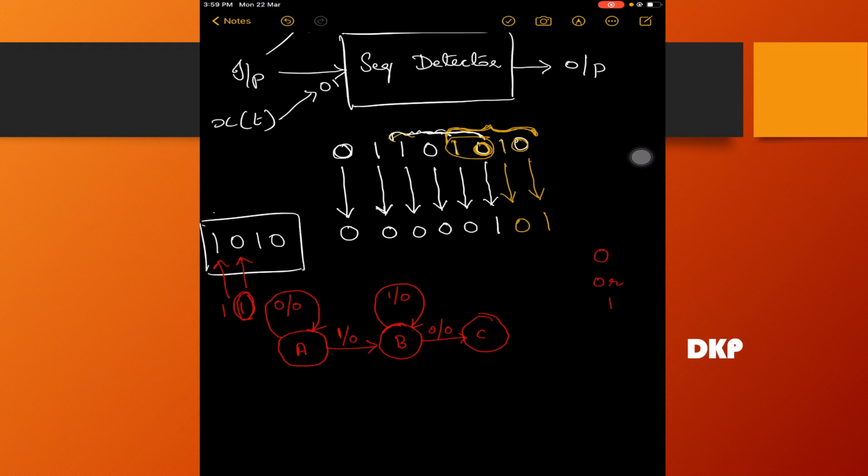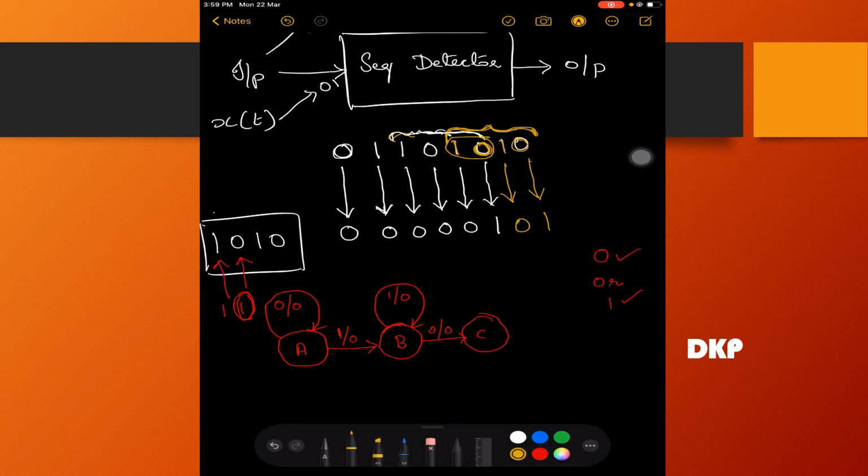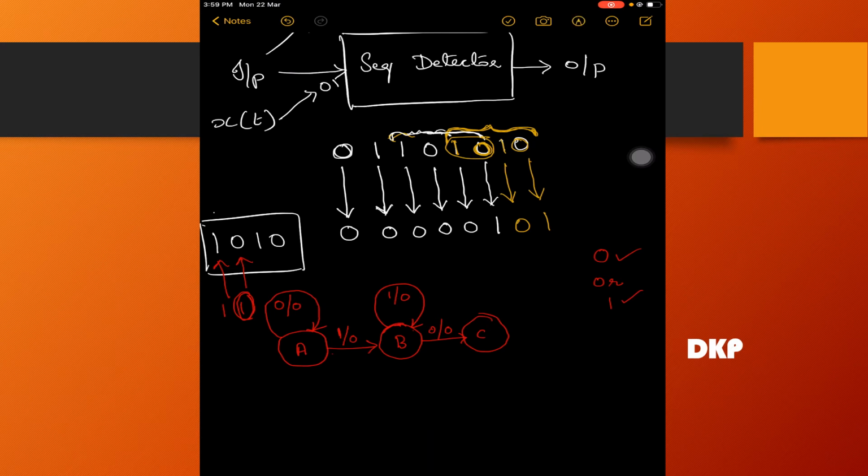Now in state C, while in state C, the machine may receive a 0 or a 1 bit again. These are the two possibilities, either 0 or 1. So in state C also, the machine is going to receive either a 0 or a 1 bit. If it receives a 0, the last 3 bits received will be 100. See, when the machine reached B, it had 1 bit here. When it reached C, it had 2 bits, that is 10.